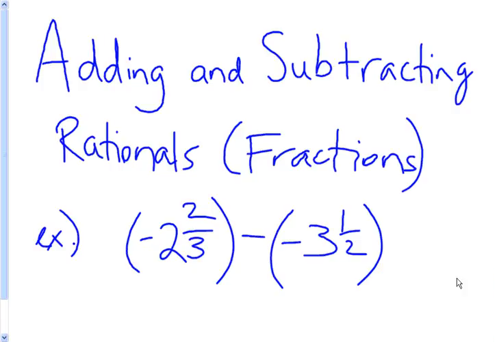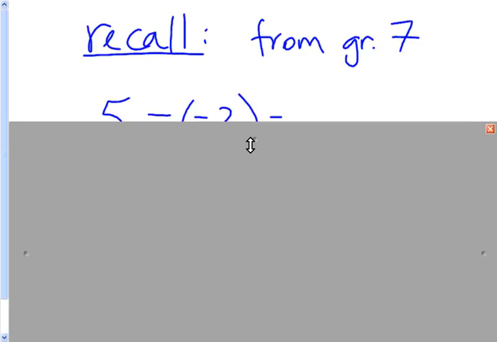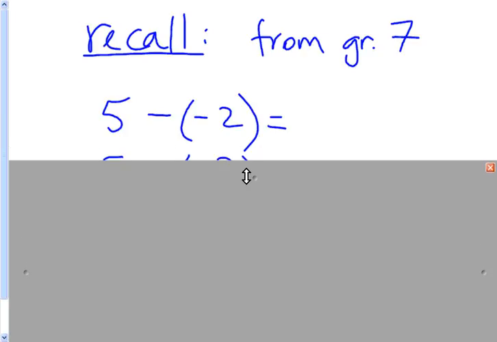Okay, we're going to continue our exploration of rational number calculations with looking at adding and subtracting rationals when they're in their fractional form, specifically when they are both positive or negative and they're mixed numbers, like the example here. The background knowledge you need to approach this question, if you'll recall from grade 7, first of all, you need to remember your basic integer facts.